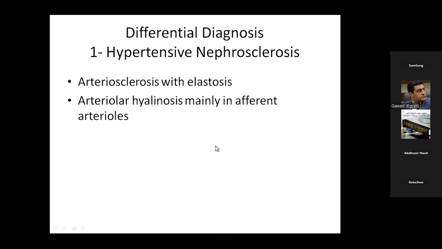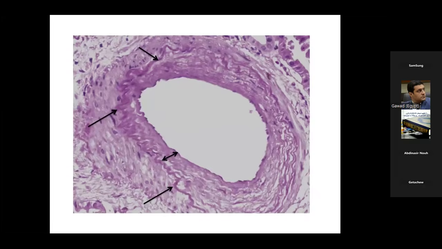The differential diagnosis. First differential diagnosis is the hypertensive nephrosclerosis, with a similar or near similar pathogenesis of the glomerular hyperfiltration. And as we have said, the hyalinosis here is only or mainly in afferent arterioles. The second is that the arteries show arteriosclerosis with elastosis with hypertension.